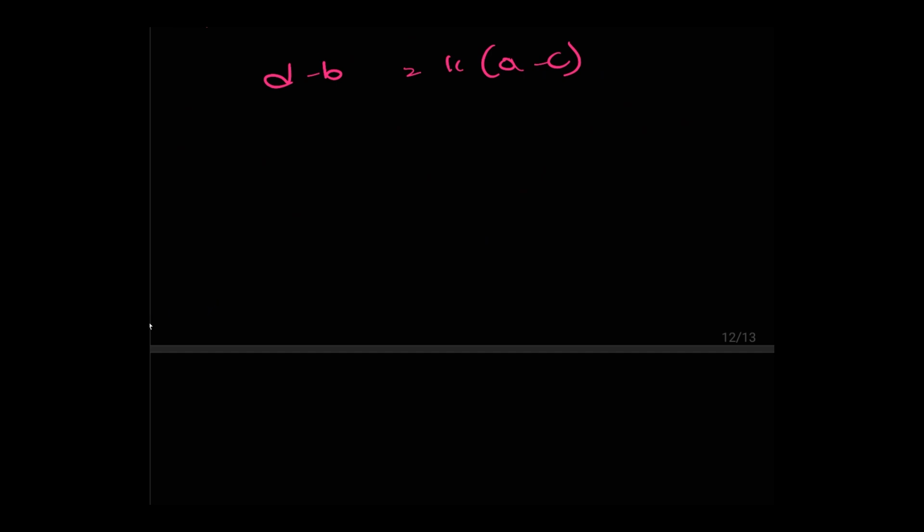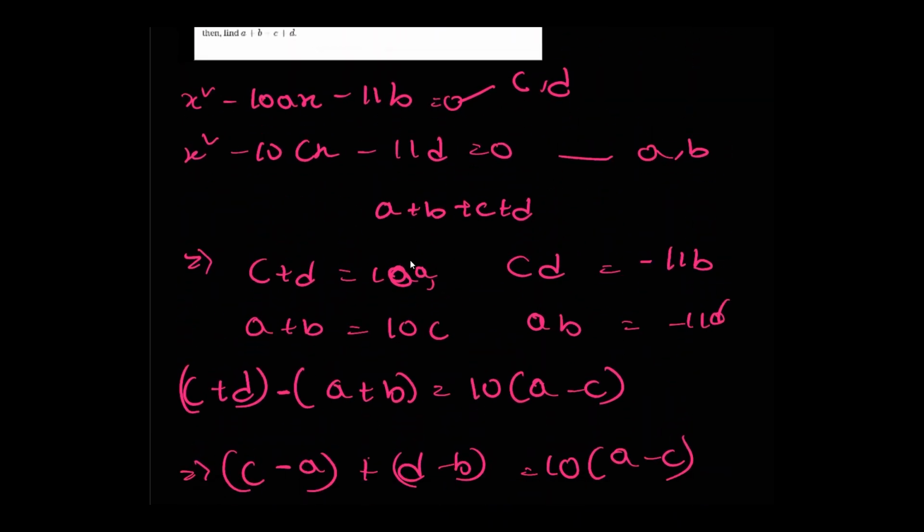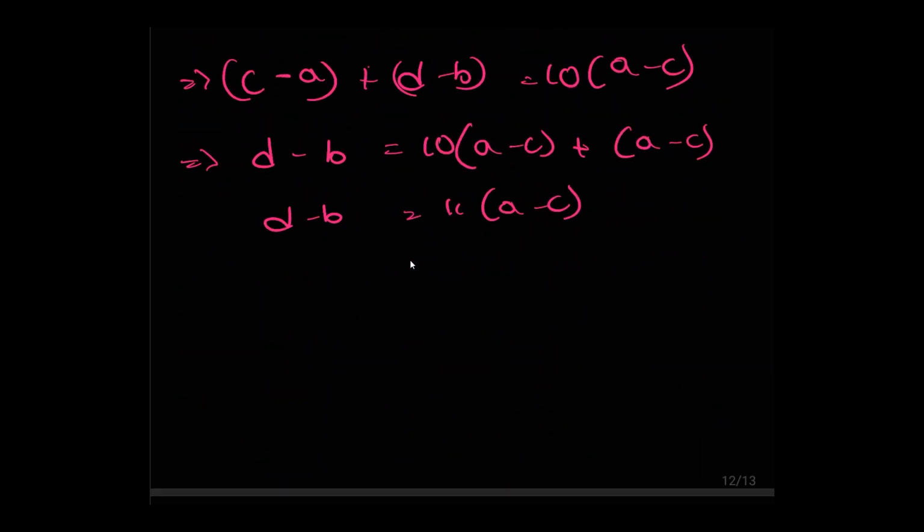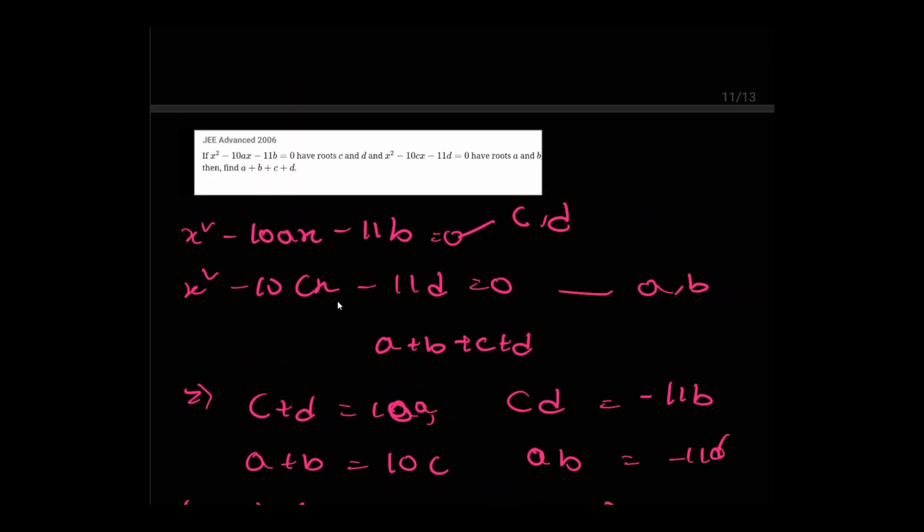Now, as c is a root of equation number 1, substitute c in equation number 1. c square minus 10ac plus 11b equals 0. And similarly, as a is a root, a square minus 10ac minus 11d equals 0.